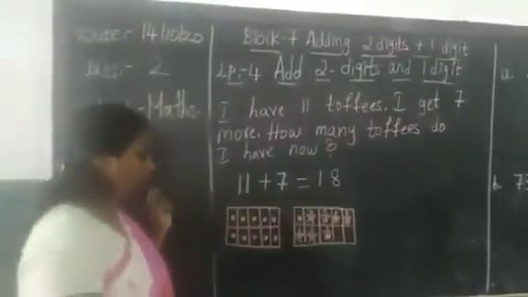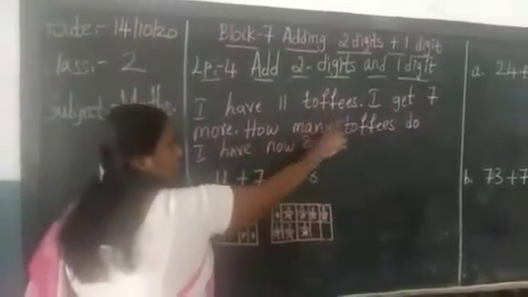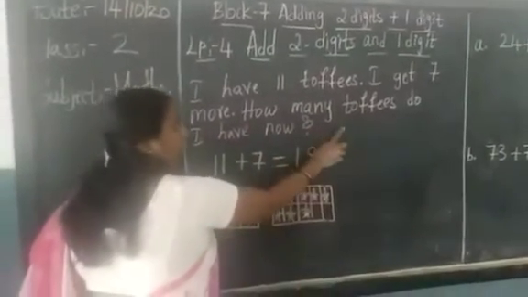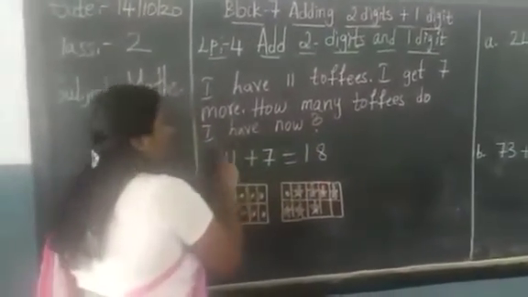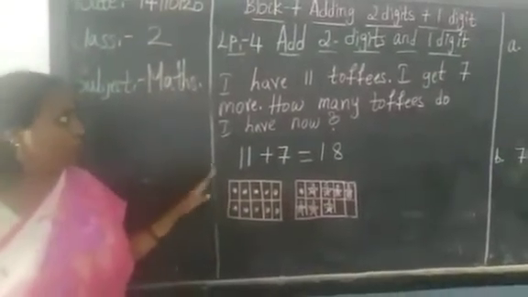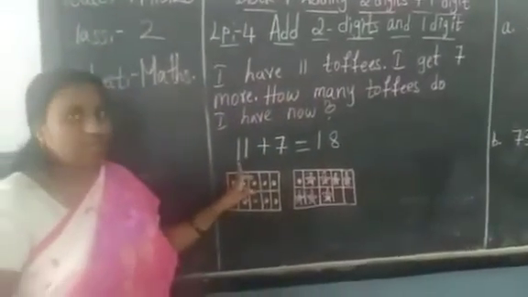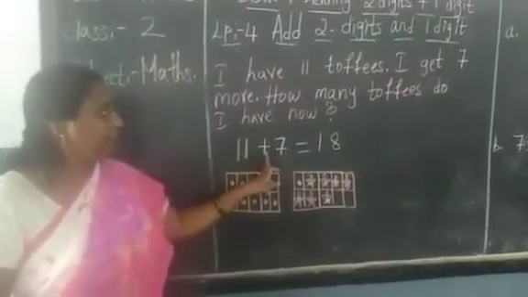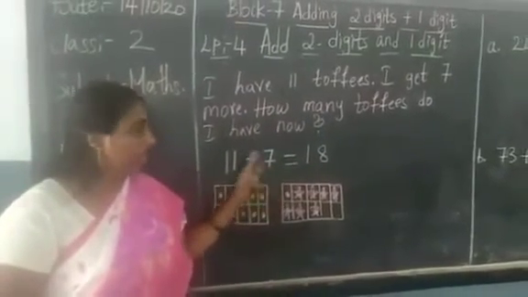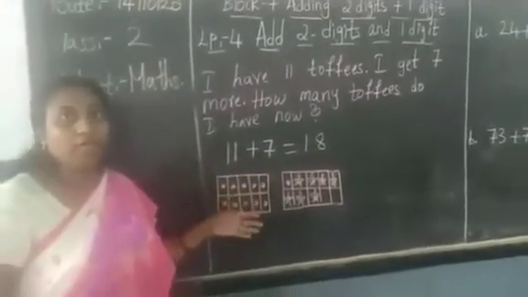Let's find out, children. I have 11 toffees. I get 7 more. How many toffees do I have now? So how many do I have, children? Now we have to find out. Here is 11 toffees. I have written here 11 plus 7 more. Let's do it with the help of our 10 frames.